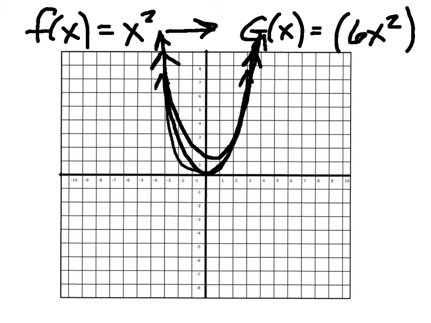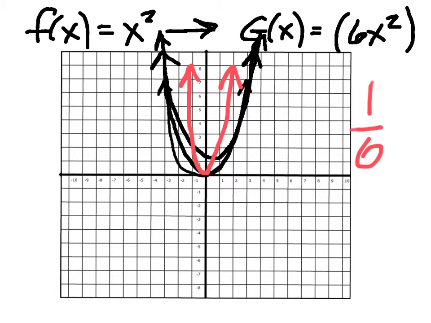When I compress something, what happens to it? It'll go in, right. So this is a horizontal compression this way, and I don't think I can do this justice with the tools on the iPad, so I'll do it like this. That would be a compression. It gets skinnier than what it was before, and it's by a factor of 1/6. So whatever the coefficient is, you convert that to a fraction. In other words, find the reciprocal. It's a horizontal compression by a factor of 1/6.